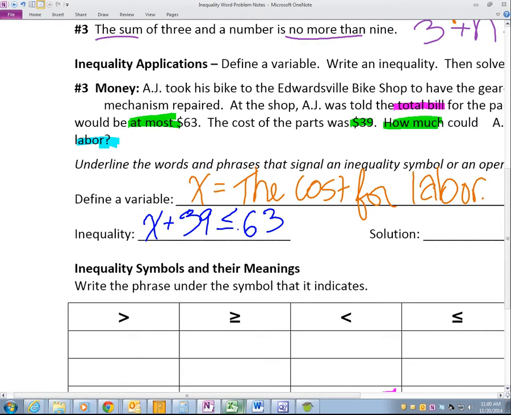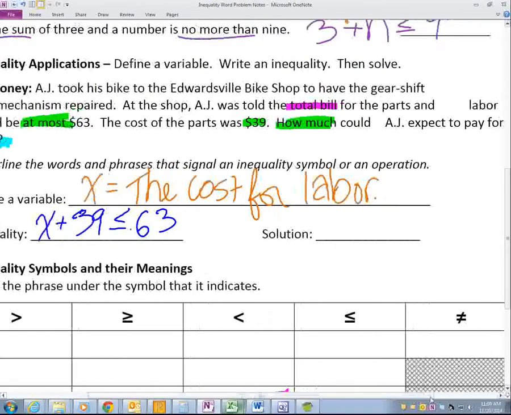So what's the solution, folks? Donovan, can you tell me what the solution would be? What am I going to do? Get the variable by itself, and how am I going to do that? Subtract what? 39, and I'm going to subtract 63 from what? You said subtract 30. There you go. 39 from 63. 39 from this side, 39 from this side.